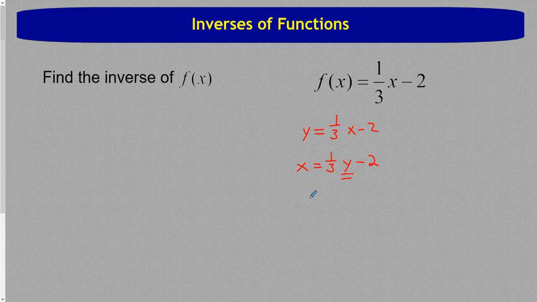I'm going to add 2 to both sides. So x plus 2 is equal to 1/3 y. I'm multiplying by 1/3. I don't want to do that. I'm going to multiply both sides by 3. So this becomes 3x plus 6, and this becomes just y.